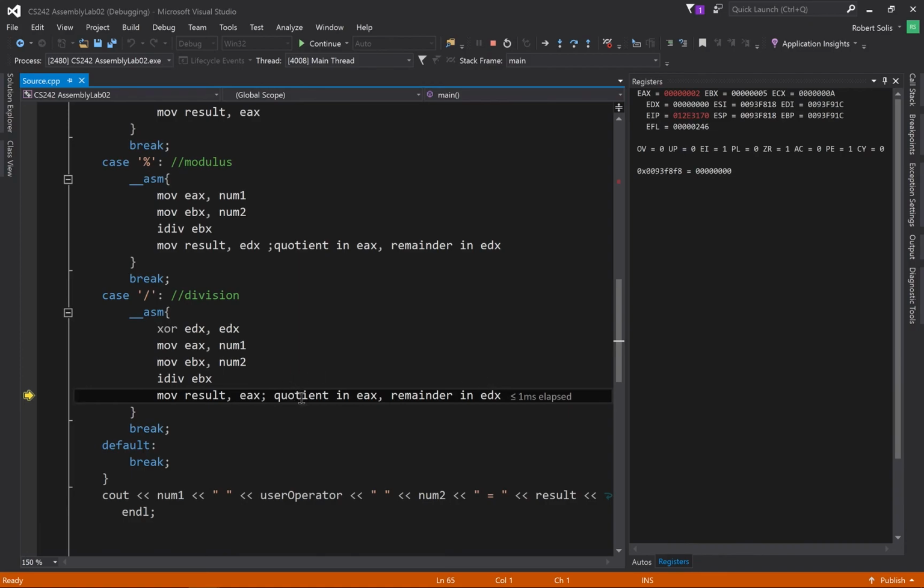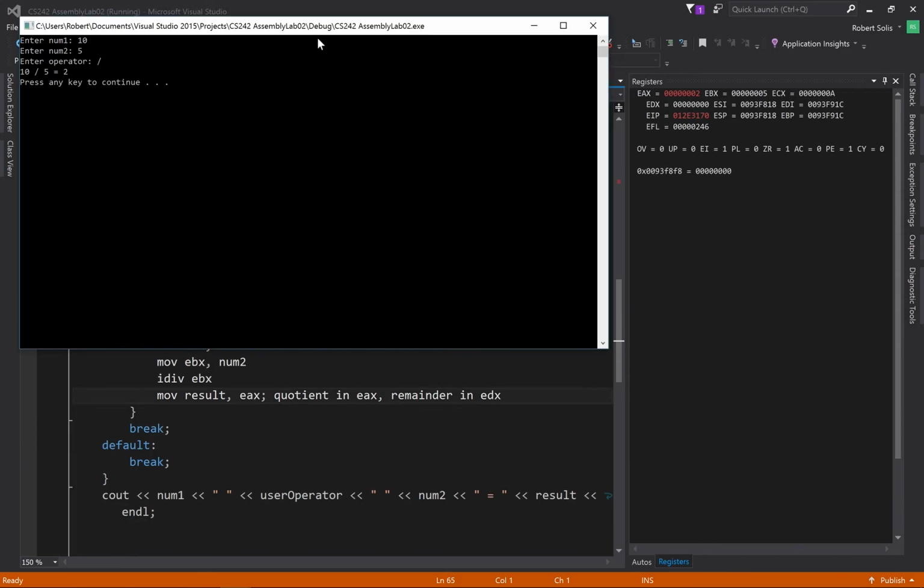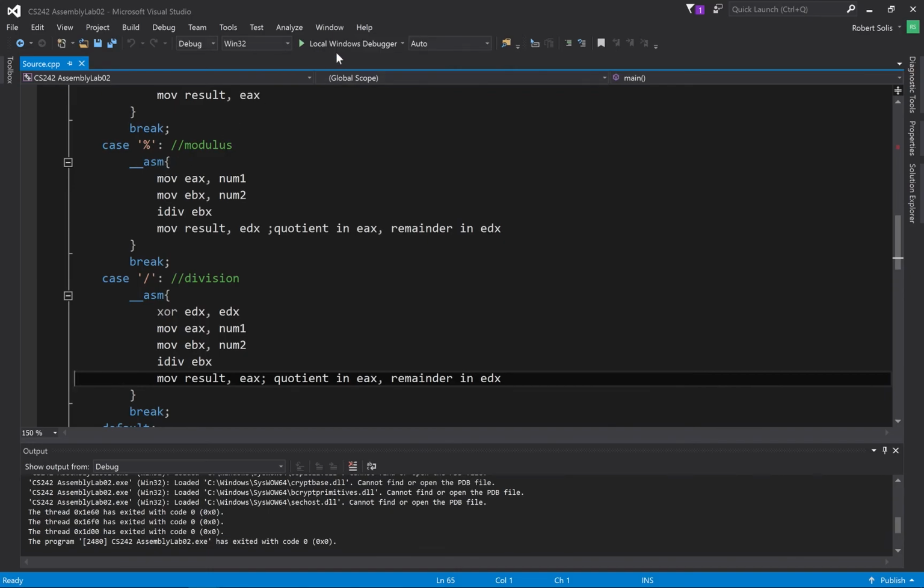What's the remainder? Let's see here. If I go to the EDX register, the remainder is 0, and that makes sense. Right? There is no remainder of 10 divided by 5. And so now if I were to continue over here, what is 10 divided by 5? It's 2.